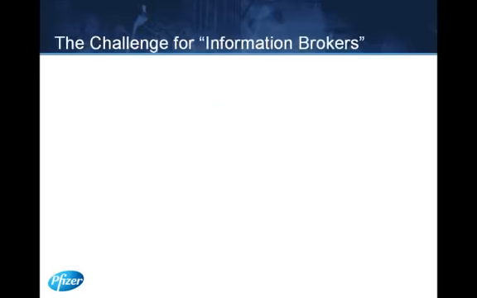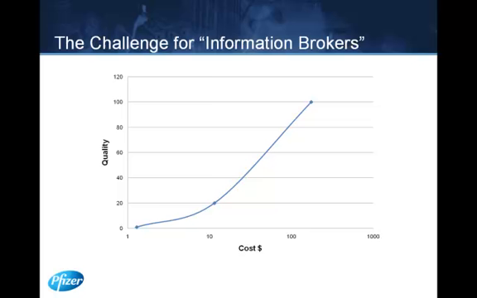I want to put it into the context of a challenge for what I'm going to call information brokers. I think Ted called us data people. I'm going to call us all information brokers instead, because really we're moving information around and making it available to other people. Then I want to look at the relationship between the cost of something and the quality of it. So we're going to look at the cost and quality of burgers in Manhattan to start with.